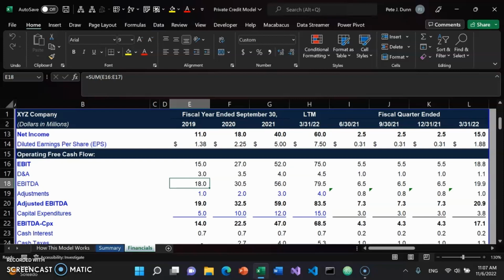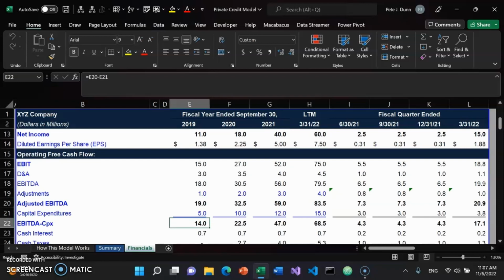And banks and other lenders that build these models often use EBITDA as a proxy for free cash flow. It's not a perfect estimate of free cash flow, but it's a good proxy. And then I'm just saying, for argument's sake, there were a few adjustments, and so we have an adjusted EBITDA number, which is just the sum of the EBITDA and the adjustments.